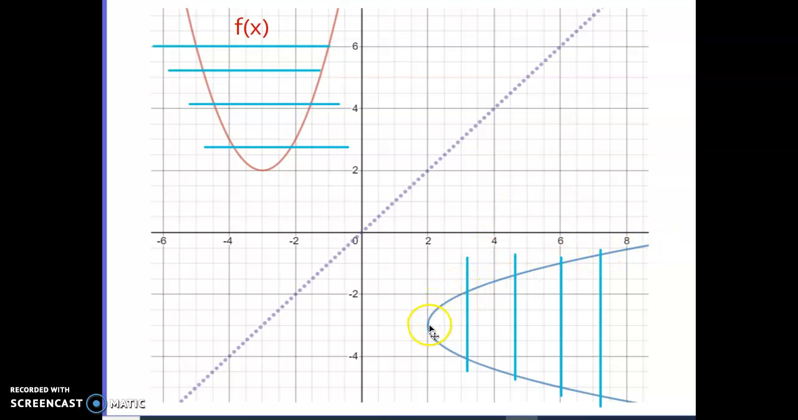One time for the positive half of the square root, and then another time to get the reflection down here, I did the negative part of the square root. So this is actually two separate functions put together. A positive square root up here, that would be the inverse of this half of the parabola, and a negative square root down here, which would be the inverse of this half of the parabola. So each half of the parabola is invertible. Each half of the parabola has an inverse that is a function.